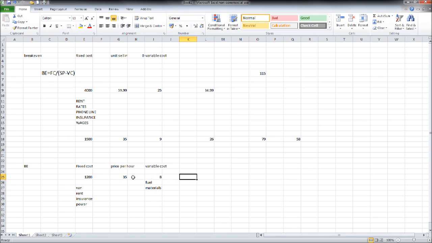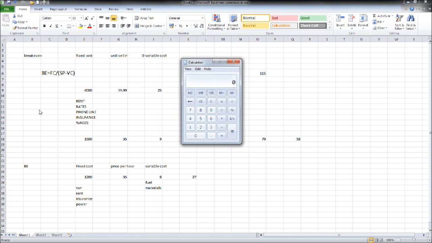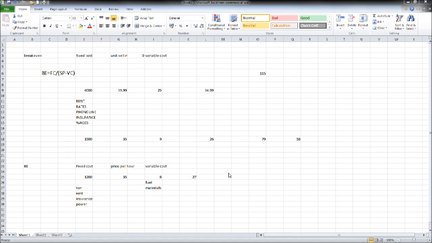So we do 35 minus 8, which is 27, and then 1200 divided by 27, which gives 44.4 hours to break even.